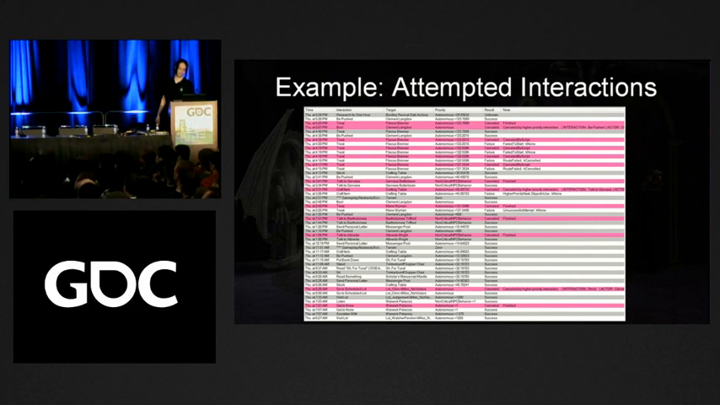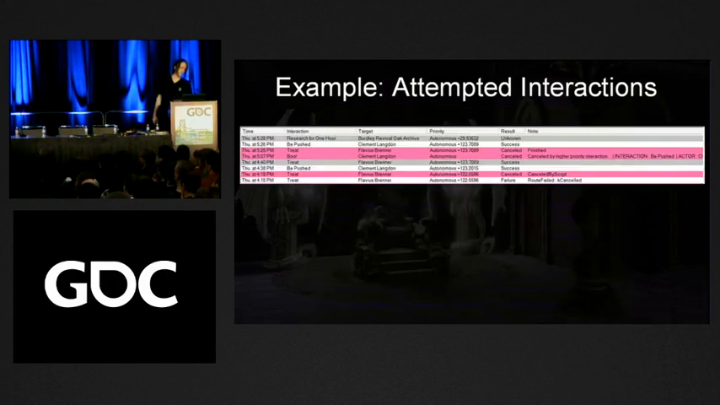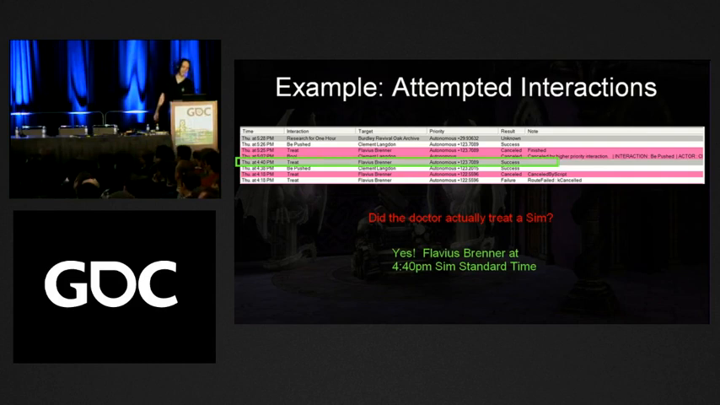This is the attempted interactions window, which is probably my favorite window. And so this is every interaction this sim has ever done since he was instantiated in this particular case. Again, a tunable value on a store, millions of these rows. And so did he actually treat the sim? Why, yes, he did. At 4:40, sim time, right? Treat Flavius Brenner. Success. So he has successfully treated this sim, which means OK, researching at the archives is probably fine. The other sim probably just hasn't finished this interaction, hasn't left yet. So it's really cool to be able to walk backwards in time and see these things.